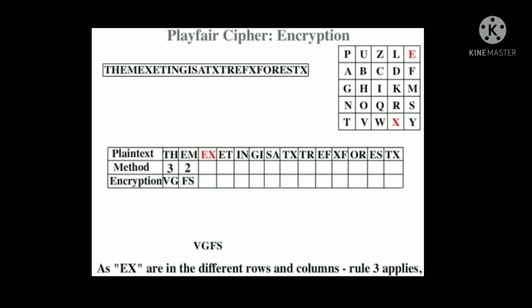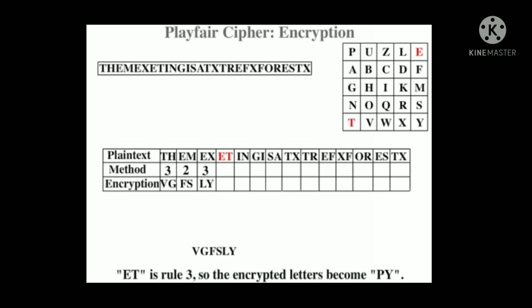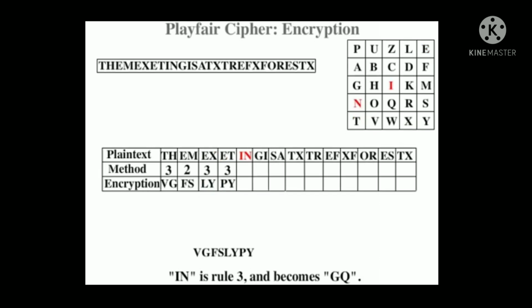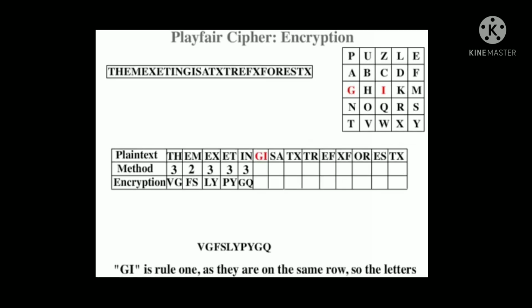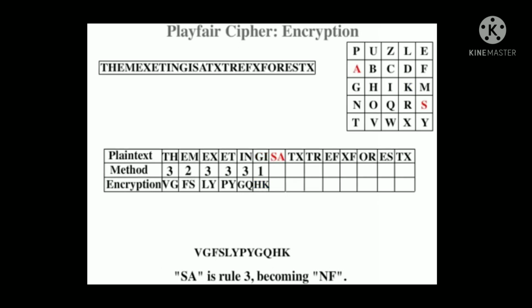As EX are in different rows and columns, rule 3 applies. So to make the rectangle, LY become the encrypted letters. ET is rule 3, so the encrypted letters become PY. IN is rule 3 and becomes GQ. GI is rule 1 as they are on the same row, so the letters to the right, HK, are the encryption letters. SA is rule 3 becoming NF.